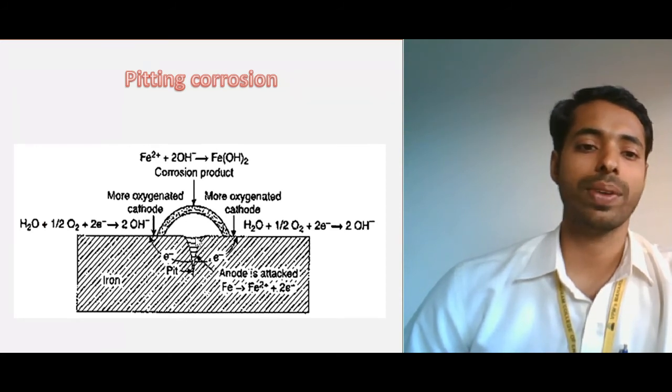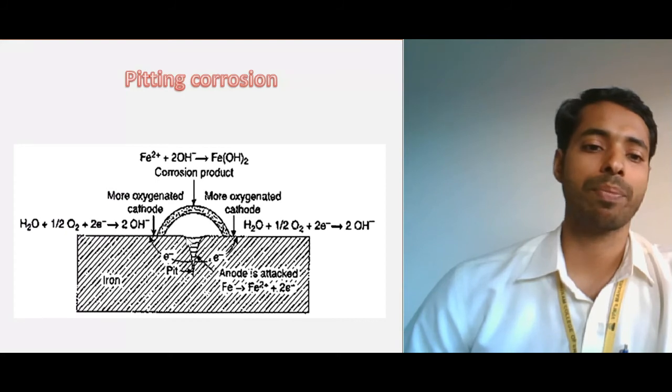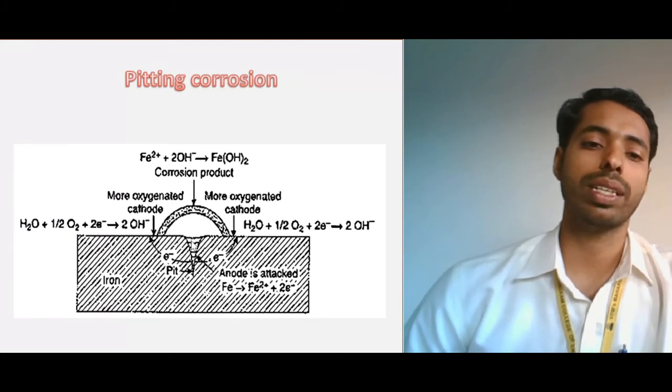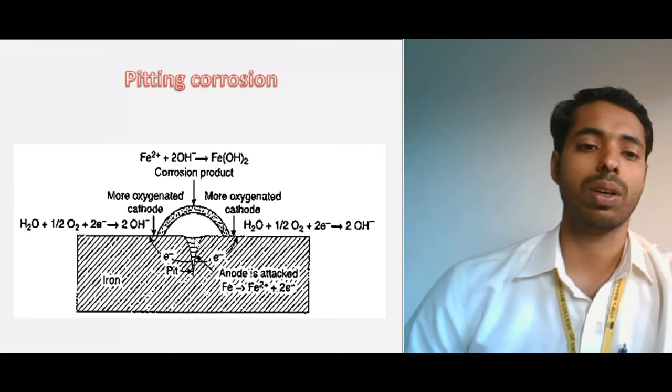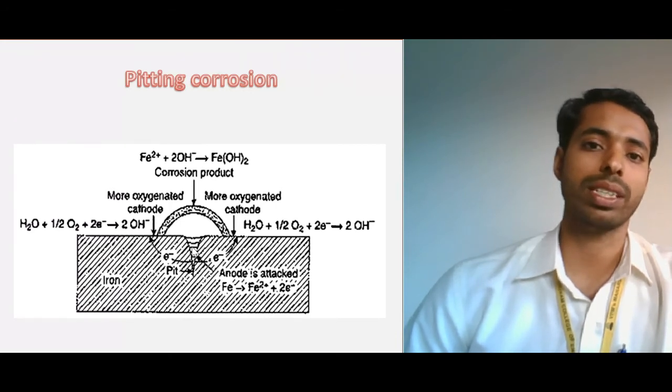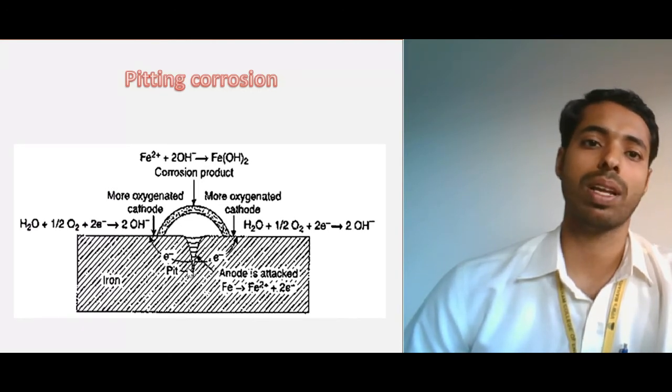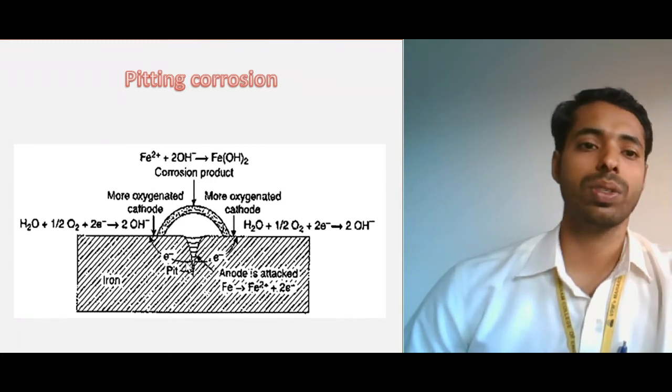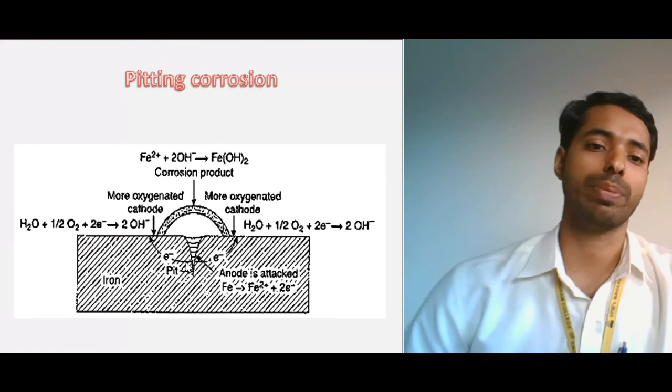And as there is a very small anodic area, corrosion takes place on that small anodic area at a very fast rate, and as you can see there, small pits or holes will be formed on the metal surface on that small anodic area. So this is one way to explain this mechanism.